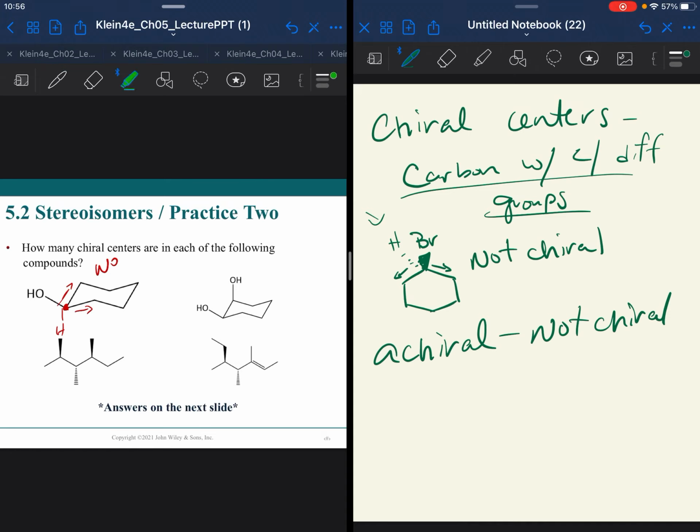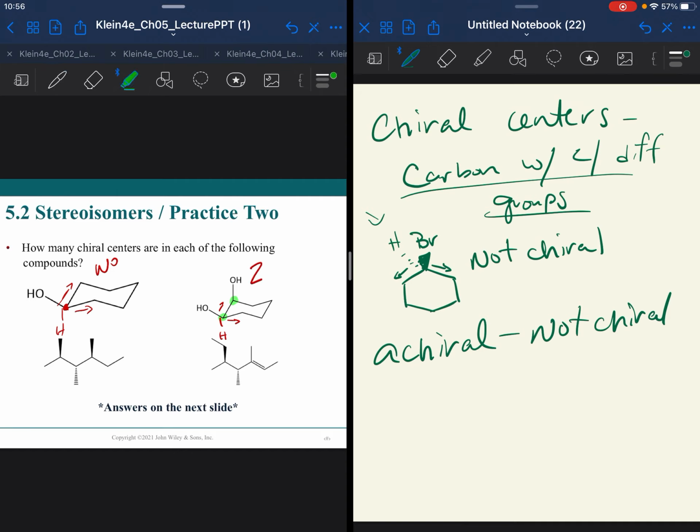In this second one, however, both of these are chiral centers now. So why is that? Well, we still have that H going down, but now if we go up, we meet a carbon with an OH on it, whereas if we go over here to the right, we meet a CH2. So the paths around are not identical. So this one winds up having 2 chiral centers.